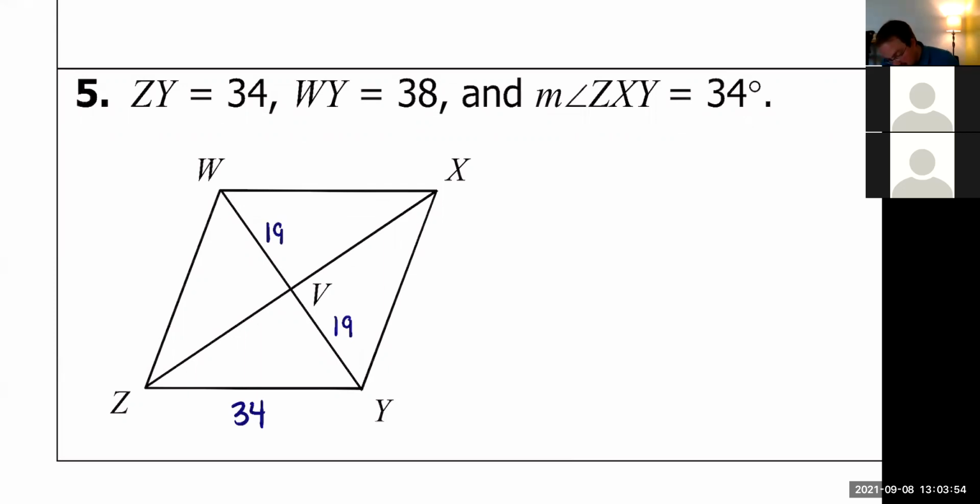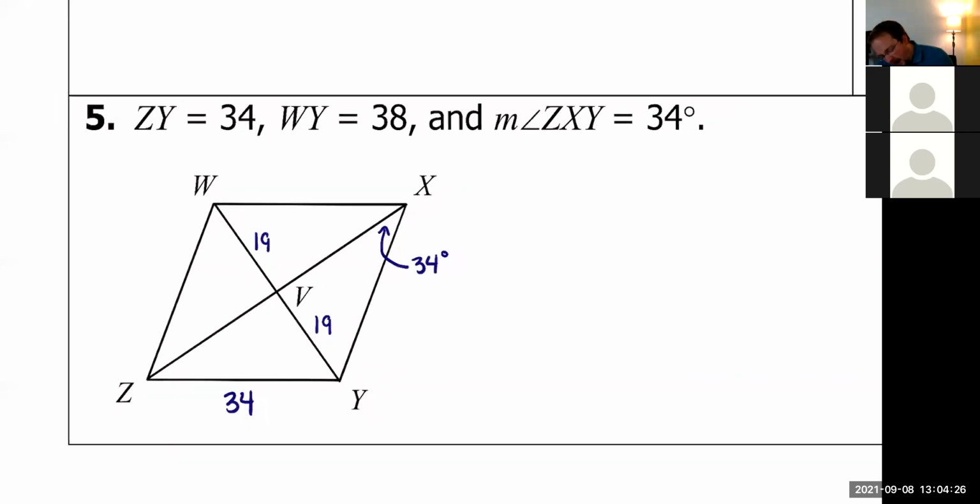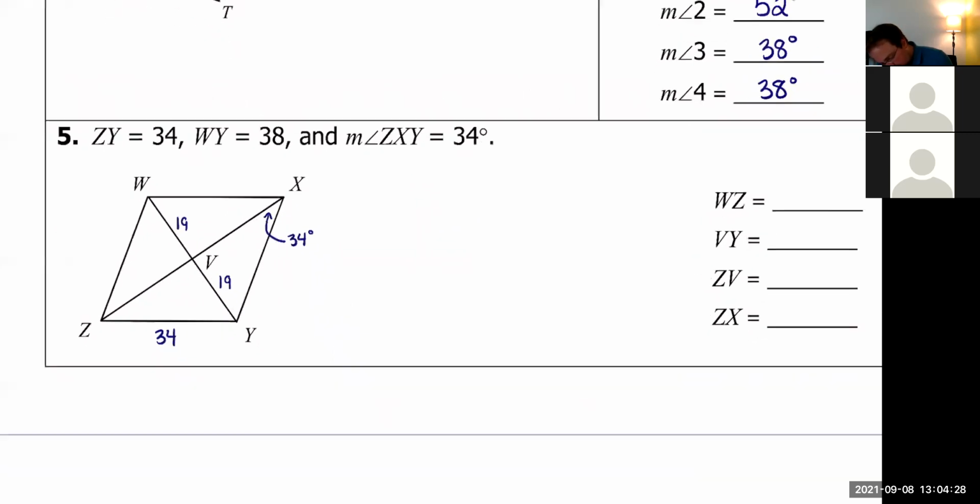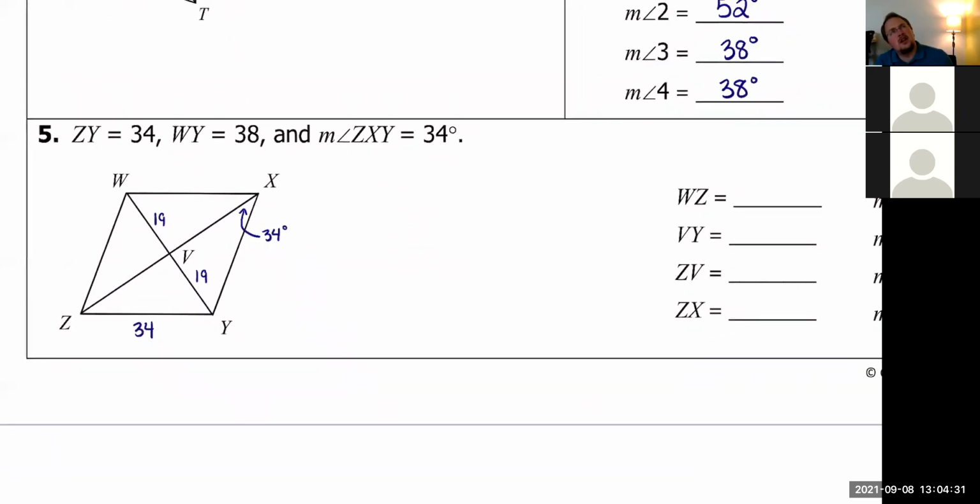And then the measure of angle ZXY, it's up here, part of this little corner, is 34 degrees. We're going to use that diagram then to help us work through and find a mixture of sides, or segments, I should say, and angles. So I'm going to start with the sides first.